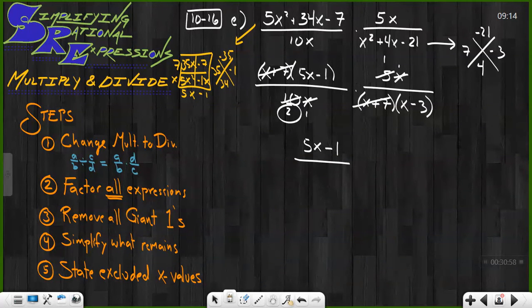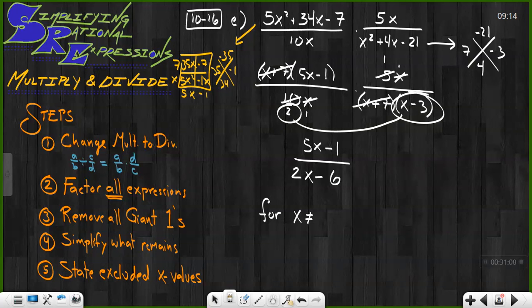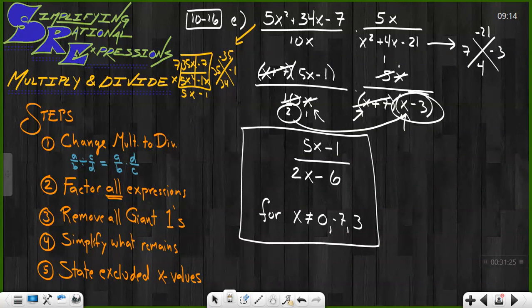On bottom, careful, I've got this 2 and this x minus 3, and I need to multiply them together, giving me 2x minus 6. And that will be true as long as x does not equal. Let's look at our denominators. So my denominator here, x can't be 0 because 0 times 10 is 0. Here, x can't be negative 7. And here, x can't be positive 3. That's all the places I look because the original problem was multiplication.